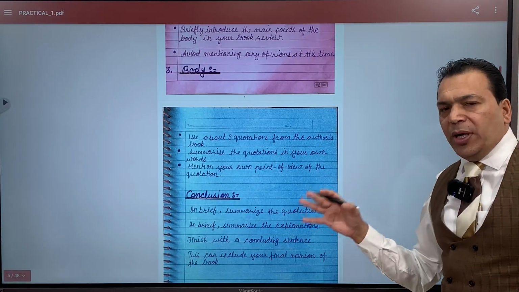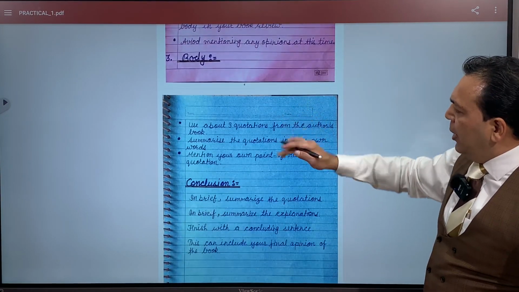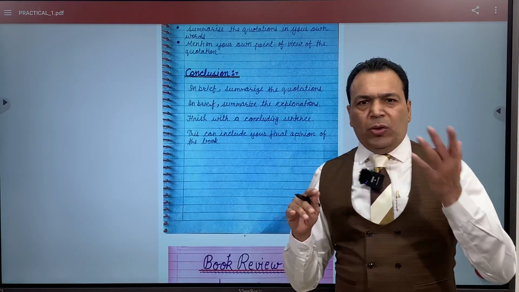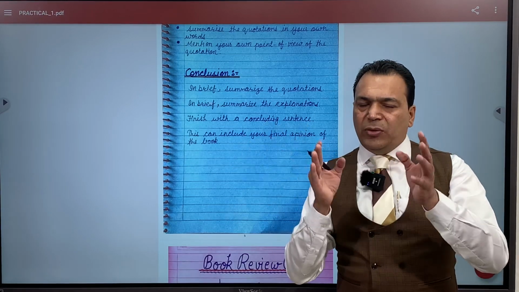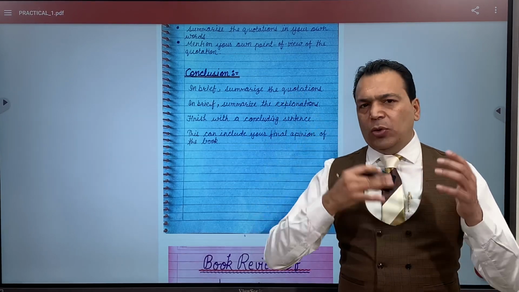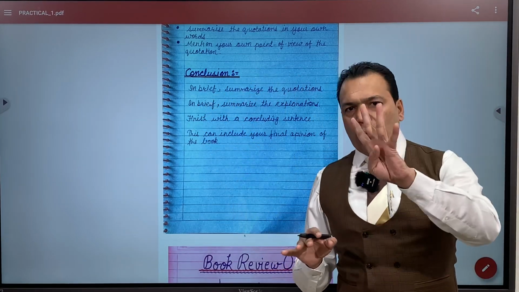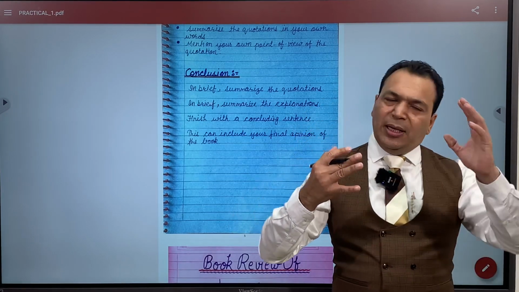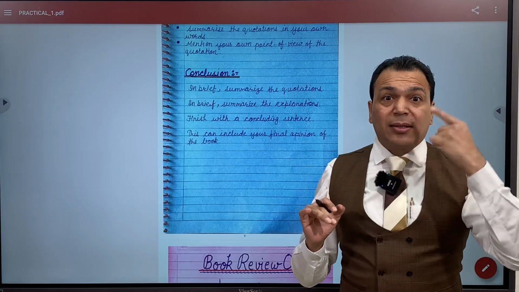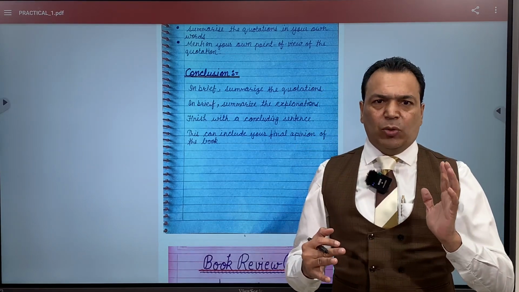Third is the body. In the body, you have to talk in a little more detail, about 3 quotations, and summarize the book. In the last, the conclusion, you have to give your opinion, about which purpose this book is useful for. So these are the 3 or 4 steps. You can even add one or more. It is not standardized. You can review the books in your own style, guys. Basically, doing this makes your research aptitude, and once you have it, you can make any number of steps.